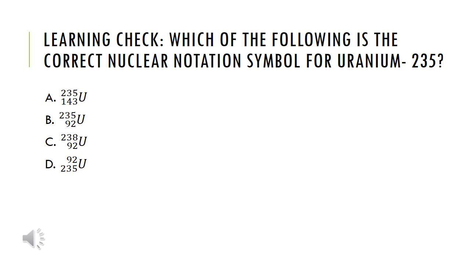Uranium-235 is written as a capital U. The 235 is the mass number, so it's at the top, as expressed after the dash. And the 92 is the atomic number of uranium. Okay, A is incorrect because 143 is the number of neutrons, and we do not write that as the atomic number. C is incorrect because this is uranium-235, not uranium-238. And D has the 2 numbers mixed up. So once again, the correct answer is B.